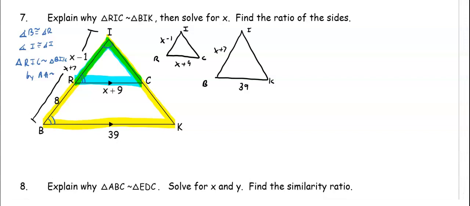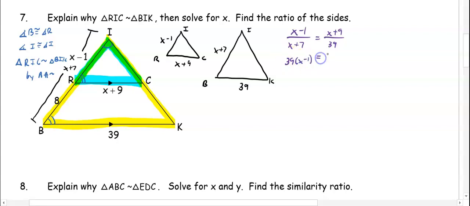So now that we have those sides, we can set up a proportion to solve. We would have x minus 1, which is the shorter side, over the larger side x plus 7, equals x plus 9 over 39. And then as we are solving this, we would cross multiply. So we get 39 times x minus 1 equals x plus 9 times x plus 7. So we get 39x minus 39 equals x squared plus 7x plus 9x plus 63.